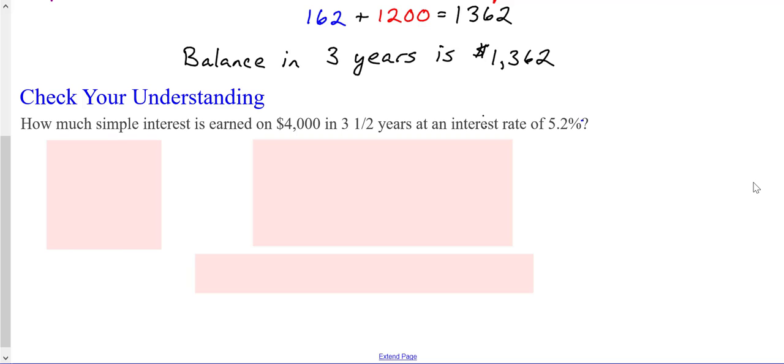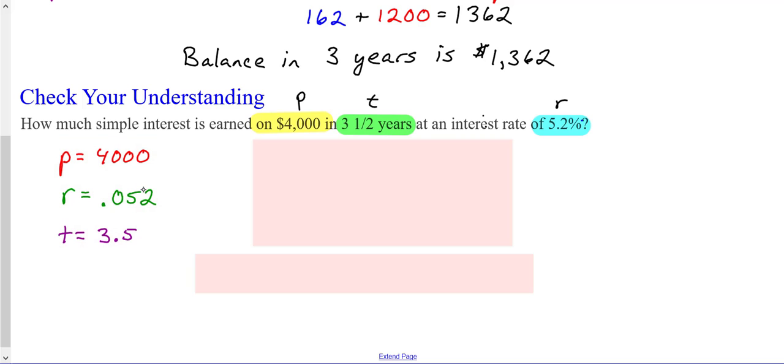So let's try another problem. How much simple interest is earned on $4,000 in 3.5 years at an interest rate of 5.2%? When we identify our variables, $4,000 is our principal, 3.5 years is our time, and 5.2% is our rate. So P equals 4,000, R equals 0.052 for our rate, and T equals 3.5. When you have a percent, you need to make sure to convert it to a decimal, because it'll be easier when you do your calculations.